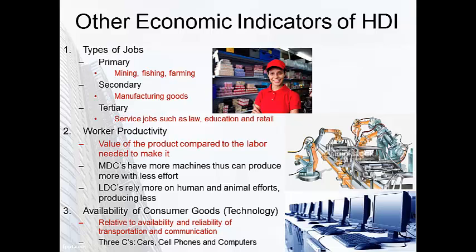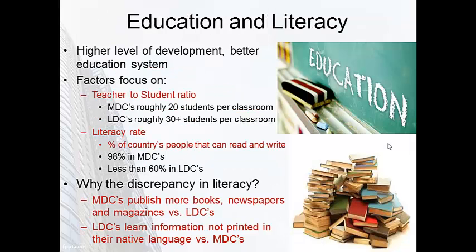You can remember the three C's: cars, cell phones, and computers, as far as the availability of consumer goods is concerned. All right, let's talk about the second factor, social, educational literacy. This should be clear, but the higher the level of development, the better the education system.